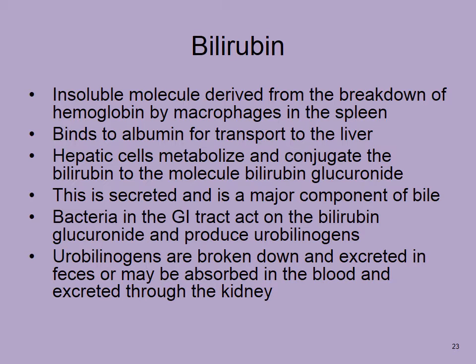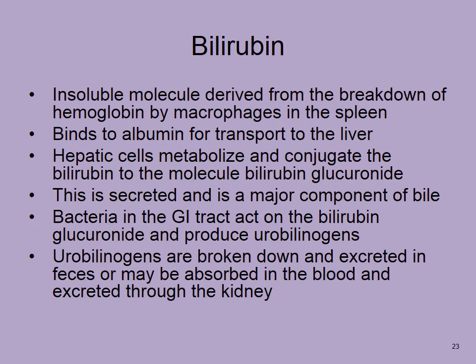So a few notes on bilirubin. Bilirubin is an insoluble molecule. It's derived from the breakdown of hemoglobin by macrophages in the spleen. It binds to albumin for transport to the liver, just like a lot of things do. The liver cells actually metabolize that bilirubin, conjugate it, basically that makes it able to be secreted in the bile. And then bacteria in the gastrointestinal tract act on that bilirubin glucuronide, and they produce things called urobilinogens.